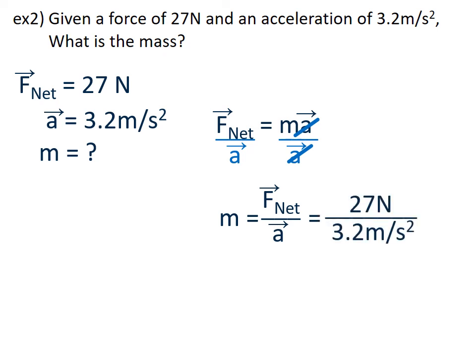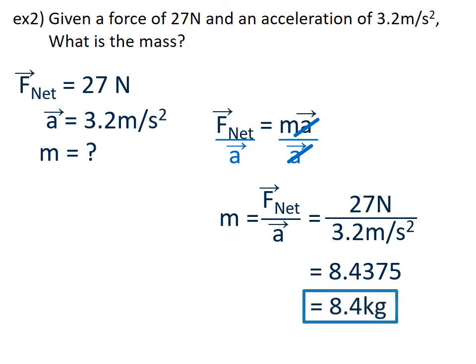So 27 newtons divided by 3.2 meters per second squared. Punch it into my calculator, I get 8.4375. Now, being that in my given list I have two sig figs and two sig figs, I'm again going to keep just two significant figures, and my answer is then 8.4 kilograms.